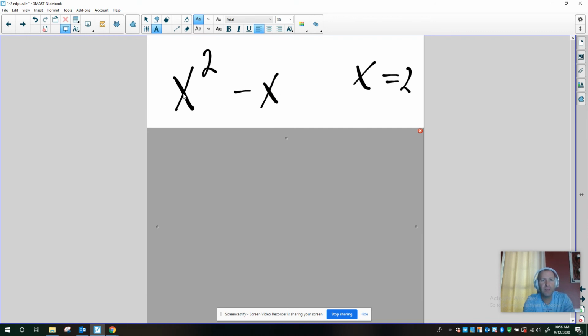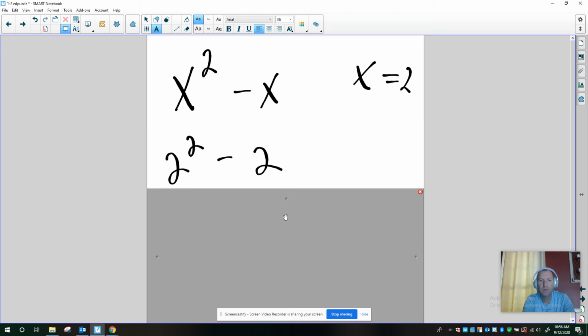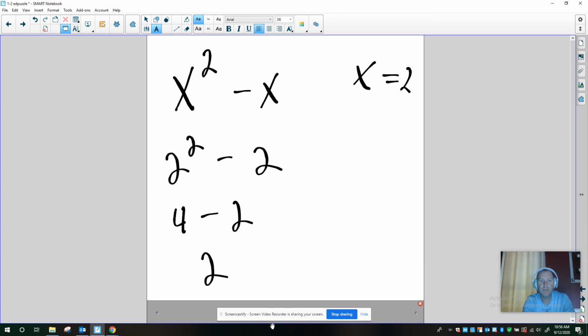Again, variables, x to the second minus x, where x is equal to 2. We're going to rewrite that as 2 to the second minus 2, because the x is 2. We replace all the x's with 2. 2 to the second is 4. 4 minus 2 ends up being 2.